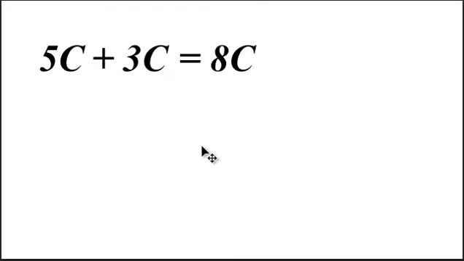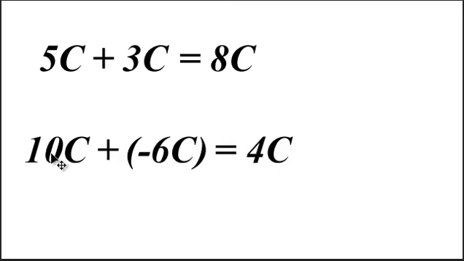Let's talk about some properties of charges. They are additive, which means if you have 5 coulombs plus 3 coulombs, we have 8 coulombs. If we add a positive charge and a negative charge, like 10 coulombs plus -6 coulombs, we get 4 coulombs. So that is the meaning of charges being additive.